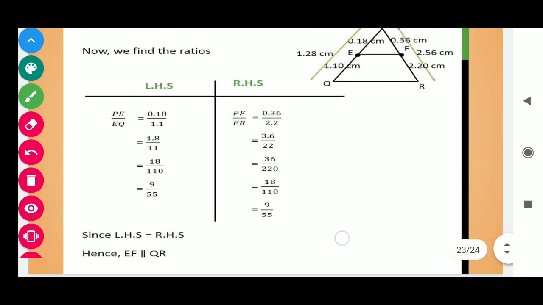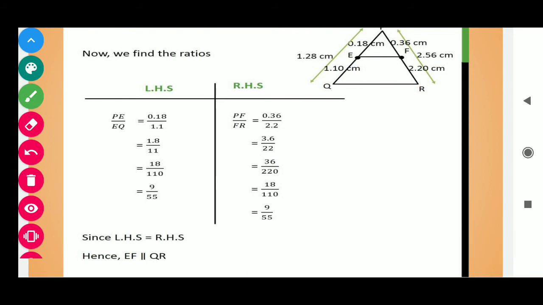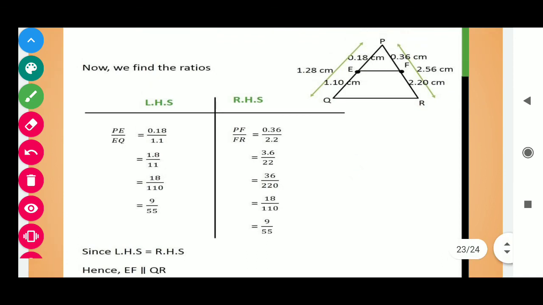So students, today hopefully all of you understand the concepts of the basic proportional theorem. If a line is parallel to one side of the triangle and it intersects the other two sides at distinct points, then the result is that it divides the sides in the same ratio.